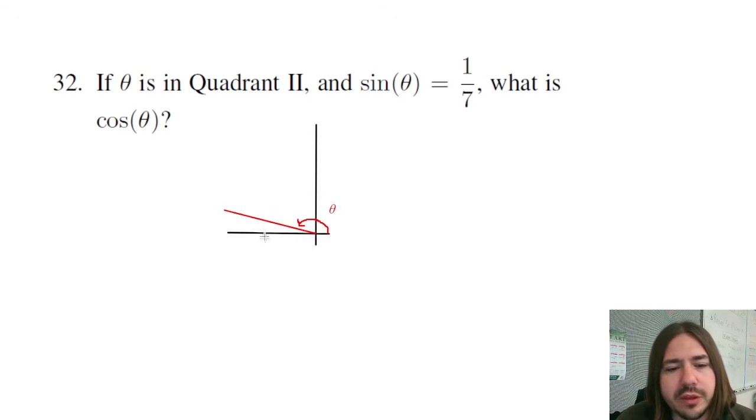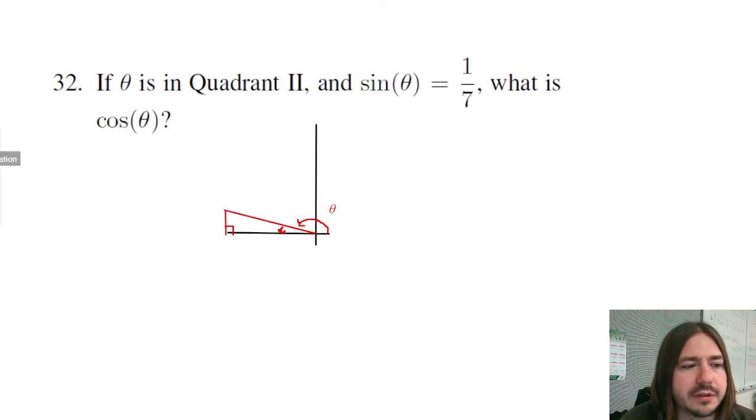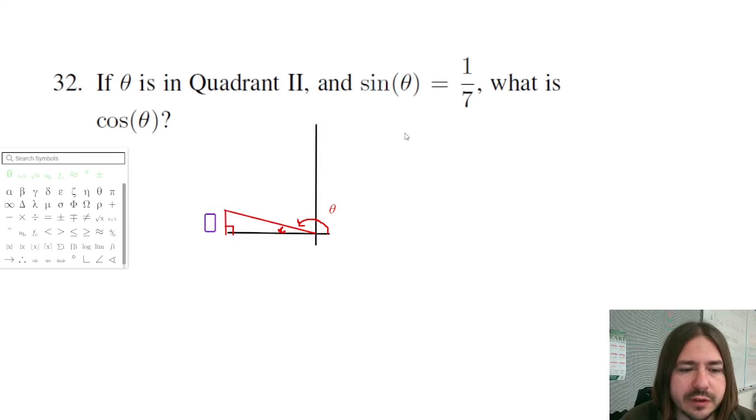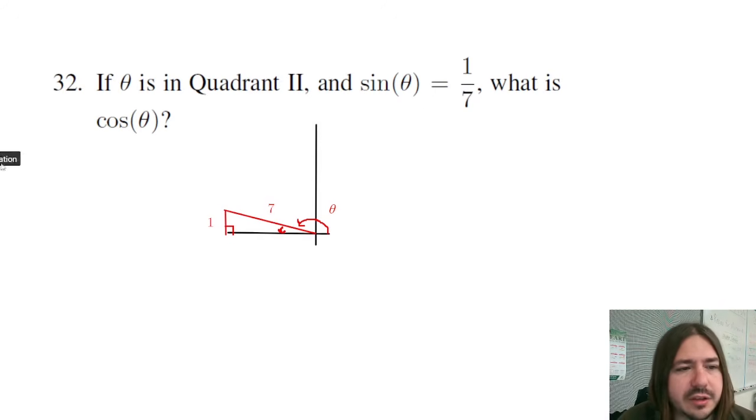However, what we can do is use a reference angle, this angle right here, this positive angle measure, to help us answer this question. We'll construct a triangle using that angle measure. So here's a little right triangle, and it says that sine is 1/7, and since the ratio for sine is opposite over hypotenuse, I'm going to label these as such. Cosine theta will be adjacent over hypotenuse, so we'll use a little Pythagorean theorem to find that adjacent side. However, we will label it as negative because we're in quadrant 2, so our x values need to be negative.